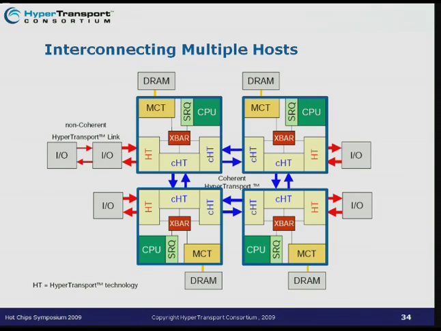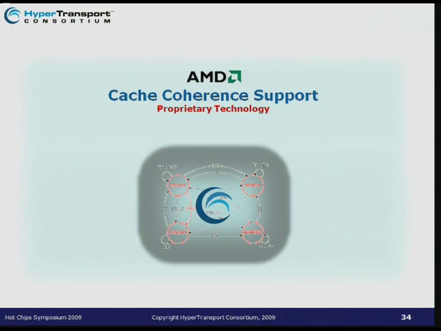And this is done by appropriately configuring those links at boot time. At boot time, they are configured either as coherent or non-coherent links. And now let's take a look at some details of the cache coherence protocol. This technology is not handled by the HyperTransport Consortium, but instead it's AMD proprietary technology.